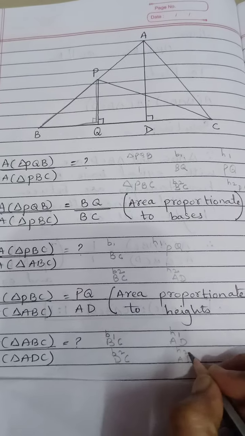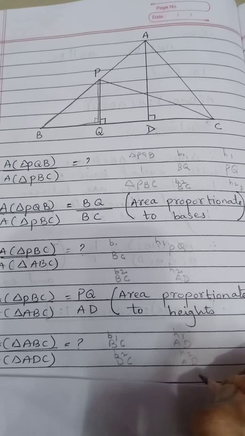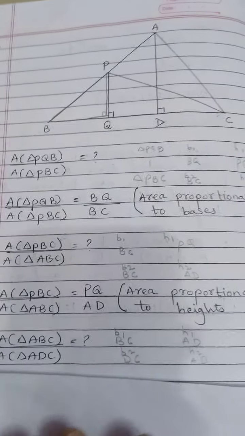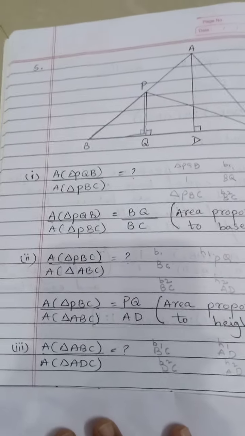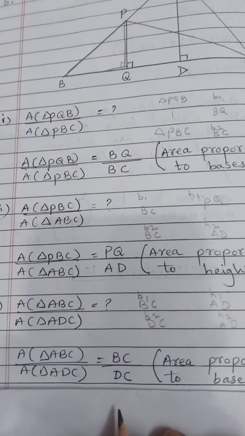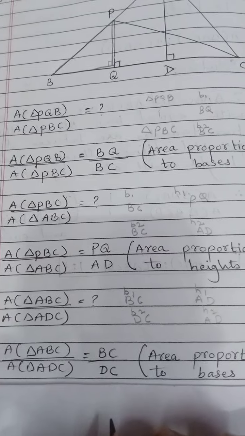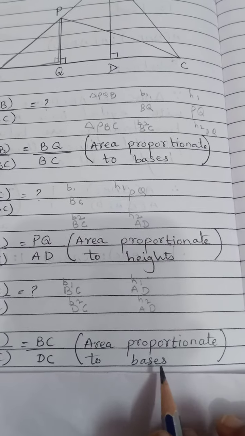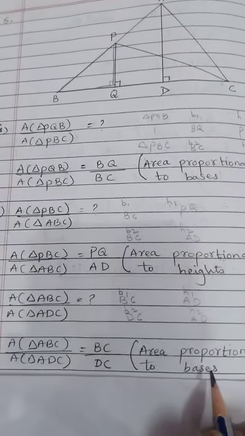So if we compare here, you can see the heights are equal. So the ratio will come of base and the bases are BC and DC. So we will write that the ratio of the area of these two triangles is BC upon DC, and this is nothing but the bases. Therefore the reason is area proportionate to bases. Now we'll see the fourth sub question.